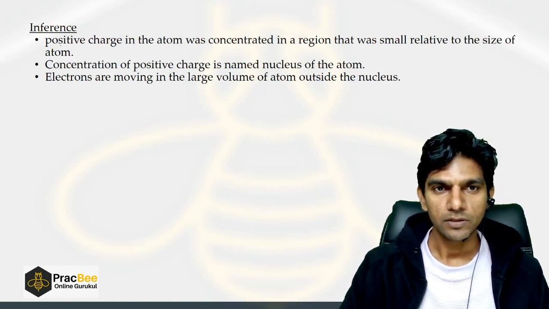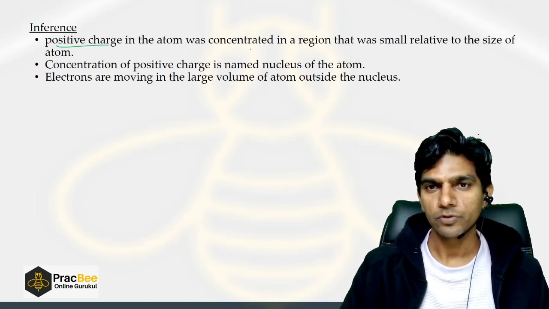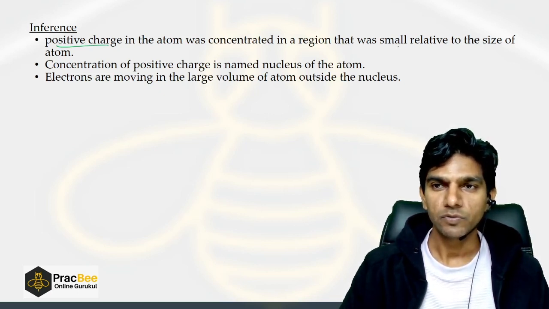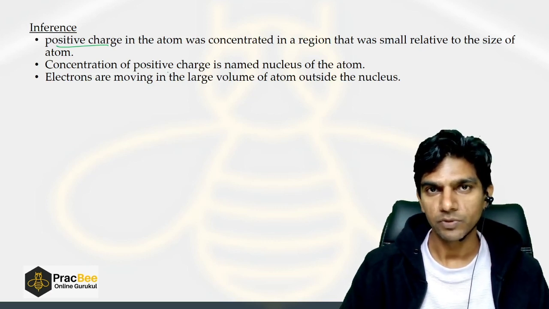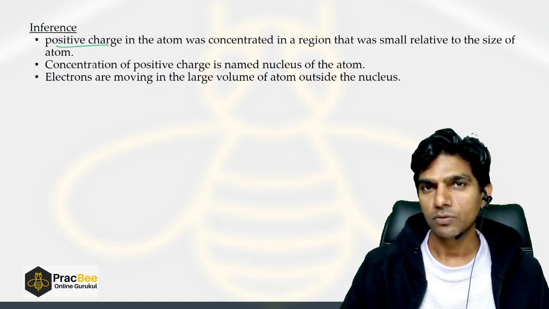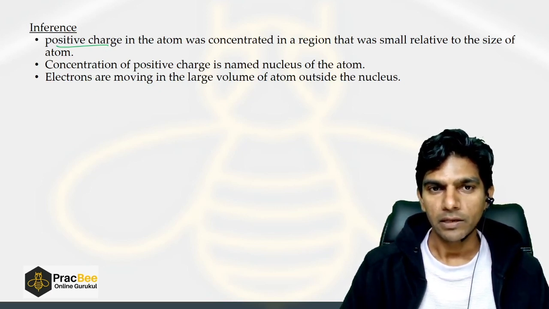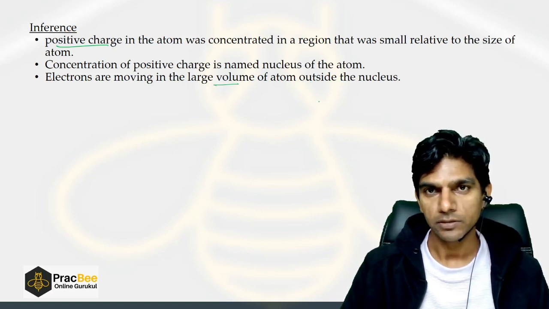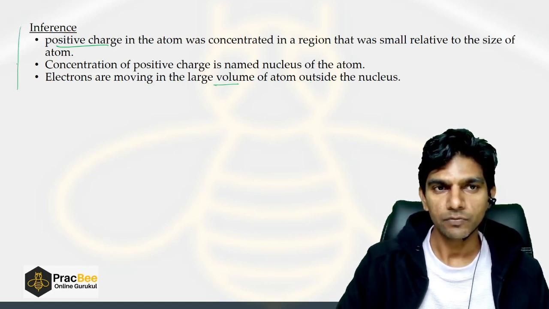First, the positive charge in the atom was concentrated in a region which was very small in comparison to the size of the atom. And this positive charge is known as the nucleus, and electrons are moving in a large volume of the atom outside the nucleus. So these are the inferences of the Rutherford model.